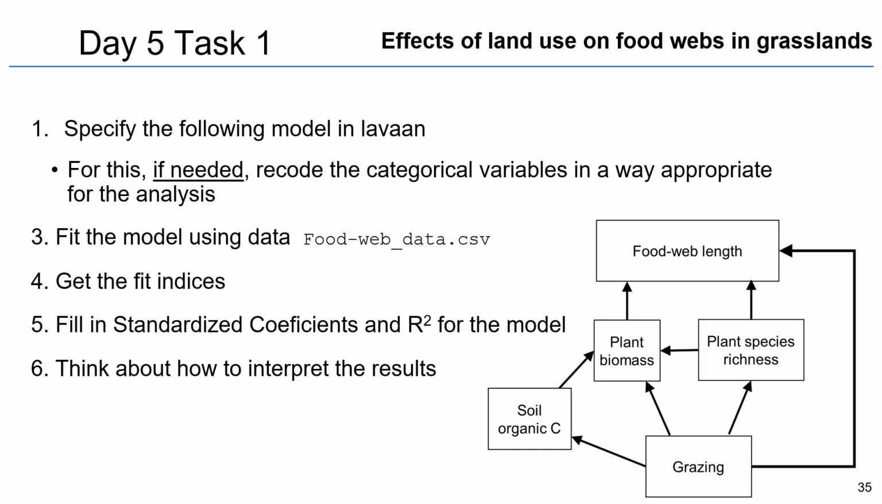So here are the tasks for this exercise. First, you need to take this entire model and specify it in Lavaan. And if needed, try to recode the categorical variables in a way that it would be appropriate to do this analysis. And third, fit the model using the data, which are food web data CSV, and you will find it on Blackboard. Then get the fit indices, fill in the standardized coefficients and R-square for the model, and this final task is to think about how to interpret the results.